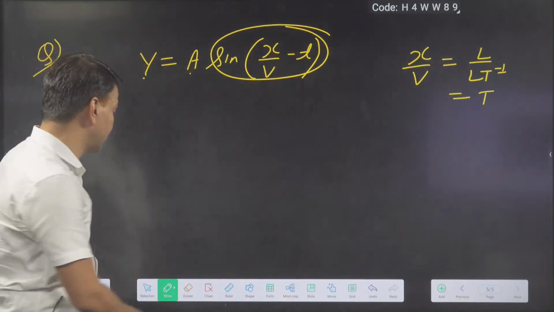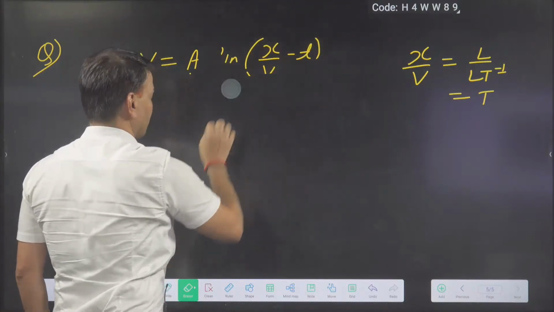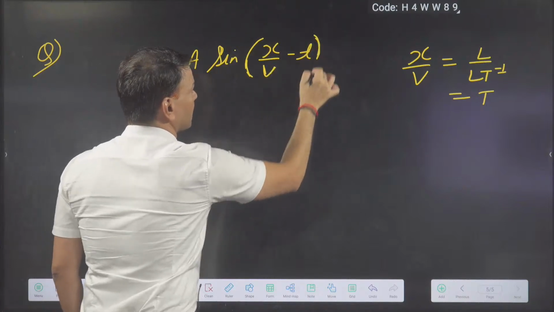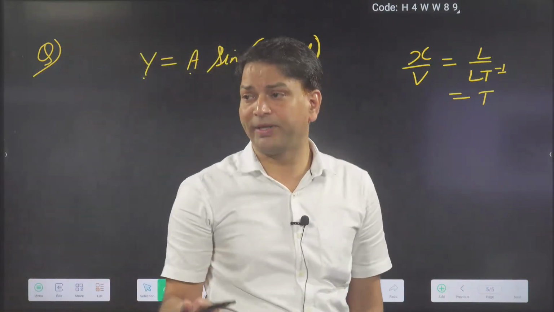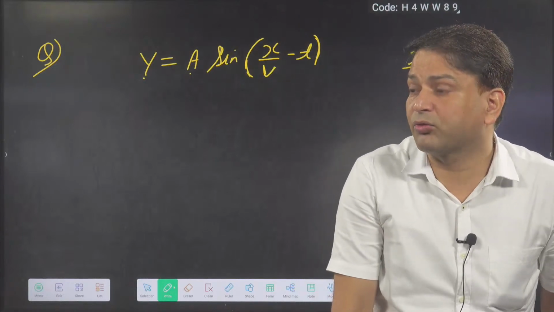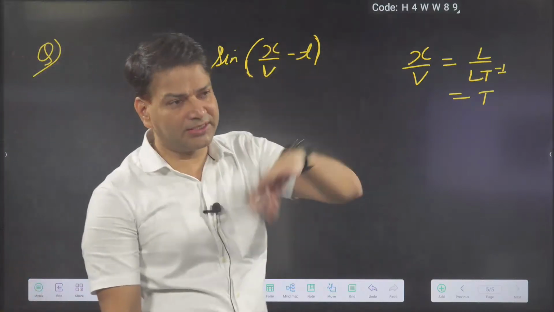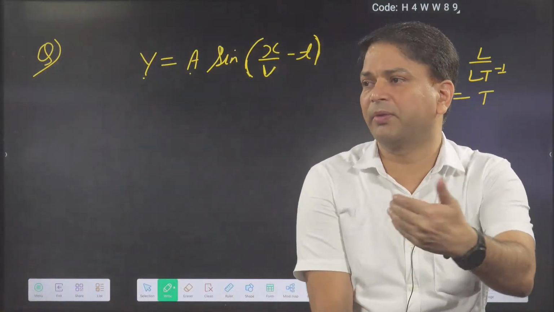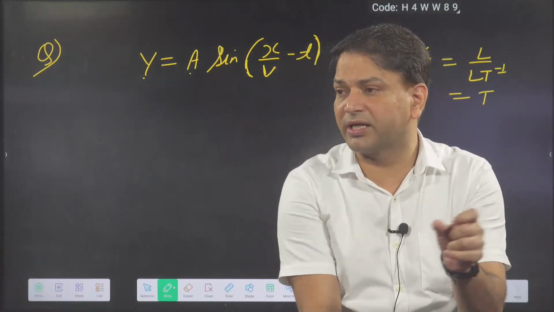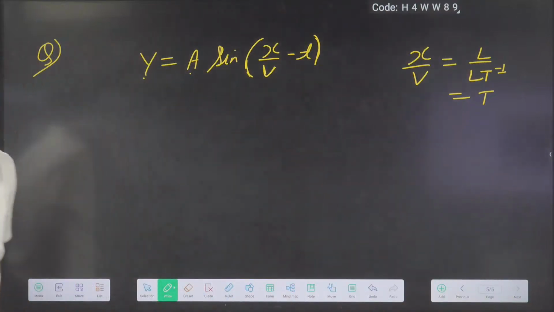And what is the dimension of that? Its dimension is time, but an angle should be dimensionless. That is why it fails that test. So this equation is incorrect. The dimensions of y and a are okay, and of x by v and t are okay, but x by v minus t means T minus T, which will be T. But the angle must be dimensionless, so this is dimensionally incorrect.